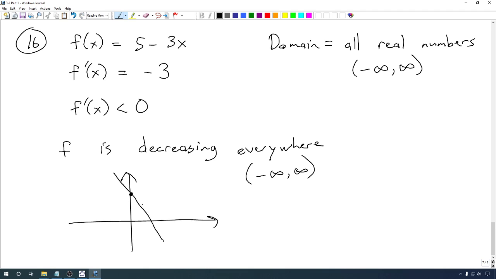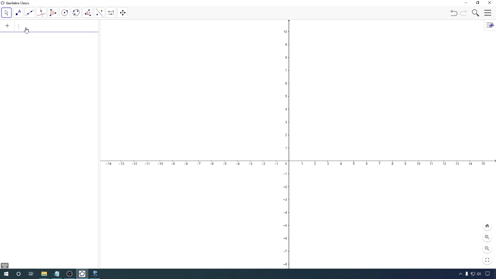There we go. So it looks something like this. Not precisely, but close enough. It is definitely decreasing everywhere. I guess we could go ahead and actually graph it. If we graphed our line, f of x equals 5 minus 3x, it's definitely decreasing everywhere.